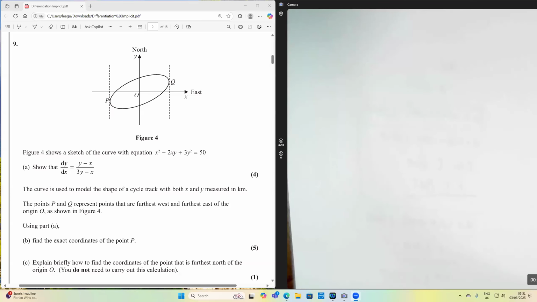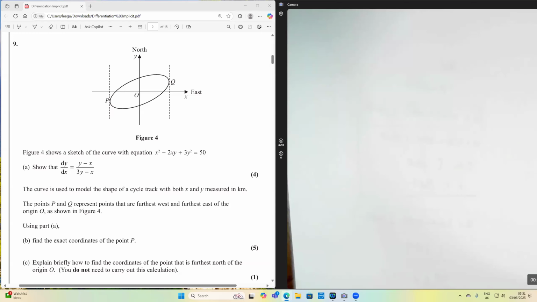Hello everyone, today I want to look at this tricky implicit differentiation question. So we've got that diagram there and it says figure 4 shows a sketch of a curve with the equation x squared minus 2xy plus 3y squared equals 50. 4 marks: show that dy by dx is equal to that expression.